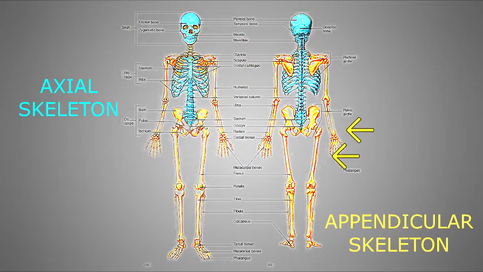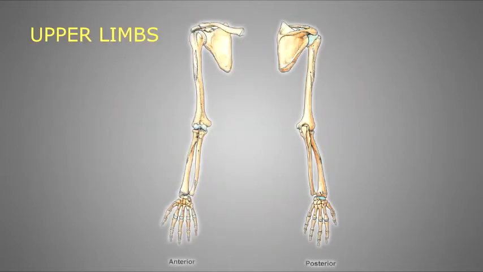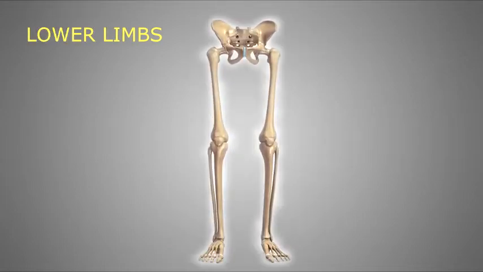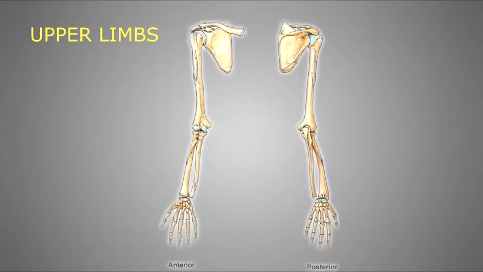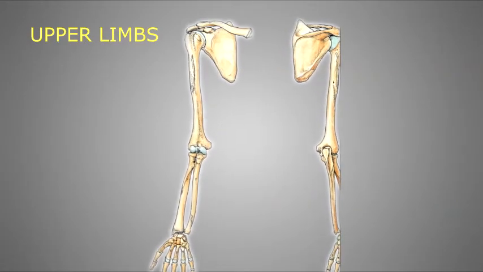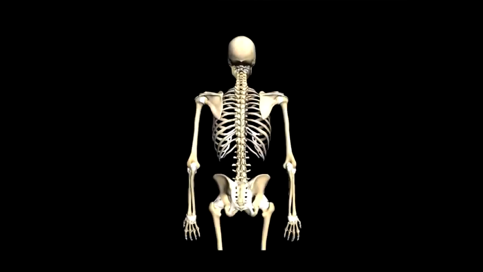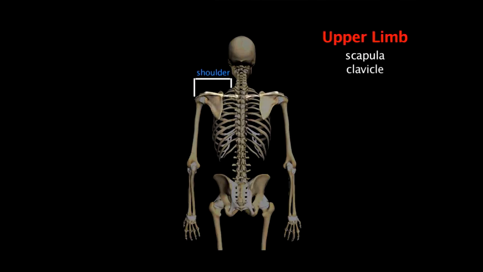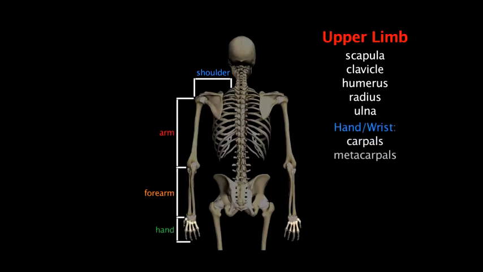Now let us see the appendicular skeleton step by step. The appendicular skeleton consists of the upper limbs and the lower limbs. Let us study the bones of the upper limbs first. The skeleton of the upper limbs is divided into 4 segments. The shoulder, made up of the scapula and the clavicle. The arm, made up of the bone humerus. The forearm, which includes the radius and ulna, and the hands, made up of the carpals, metacarpals, and phalanges.